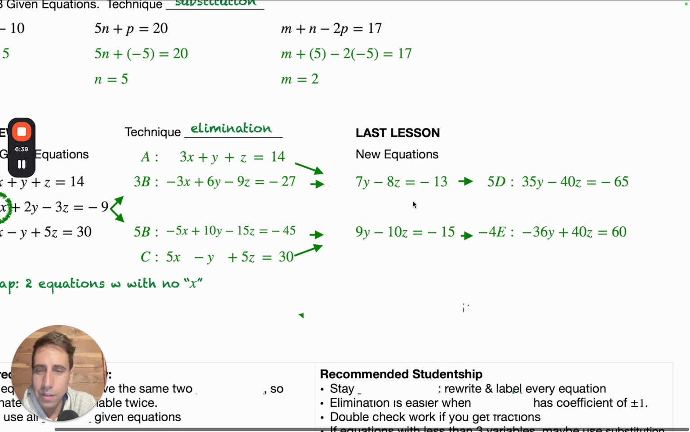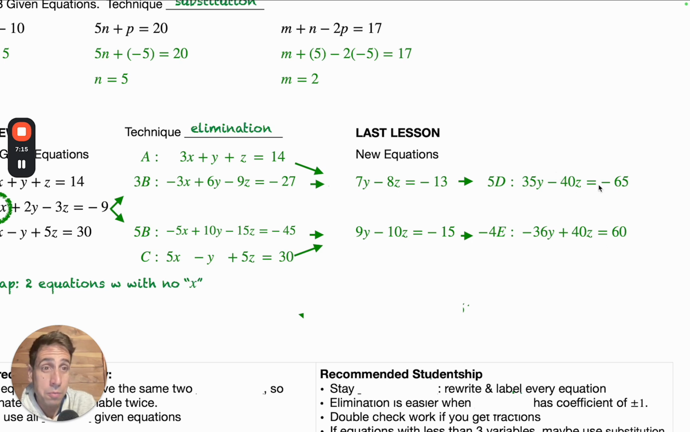The way that I want to do that is I'm going to multiply this top equation by, I'm sorry, I wanted to call these D and E. Maybe that'll come out later. This is equation D, this is equation E. They're new equations, and I'm going to multiply the D equation by 5 to get the equation that has a minus 40z. I'm going to multiply equation E by negative 4. And if I do that, I get negative 4E, there's a positive 40z here.